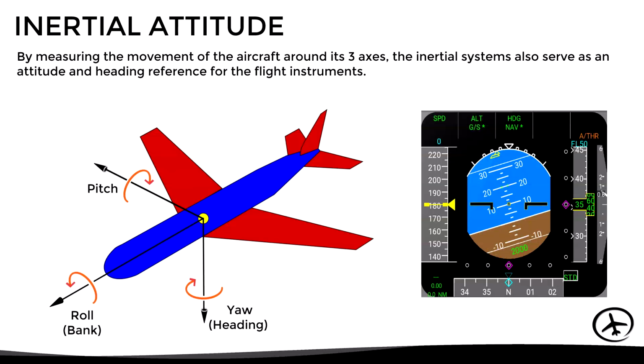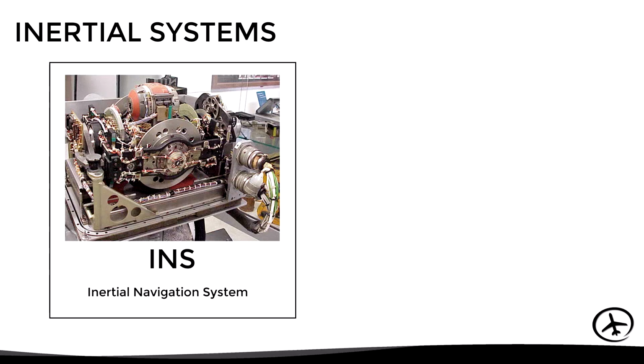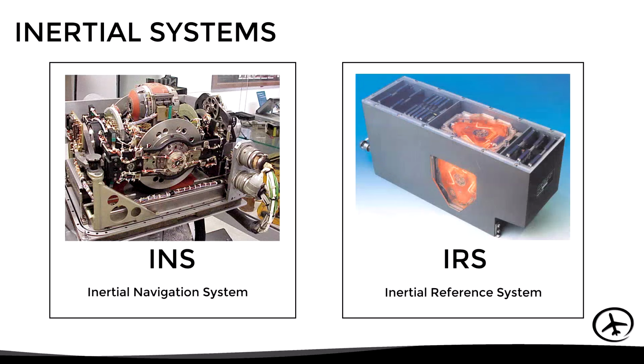Now, although so far we have talked about the general characteristics and functionalities of an inertial system, we must say that there are different types of inertial systems. In aviation, for example, we have the Inertial Navigation System, abbreviated as INS, and the Inertial Reference System, abbreviated as IRS. In this video we are going to focus on the IRS, since it is the most used system in modern aircraft. However, first we must see some of the characteristics of the INS.